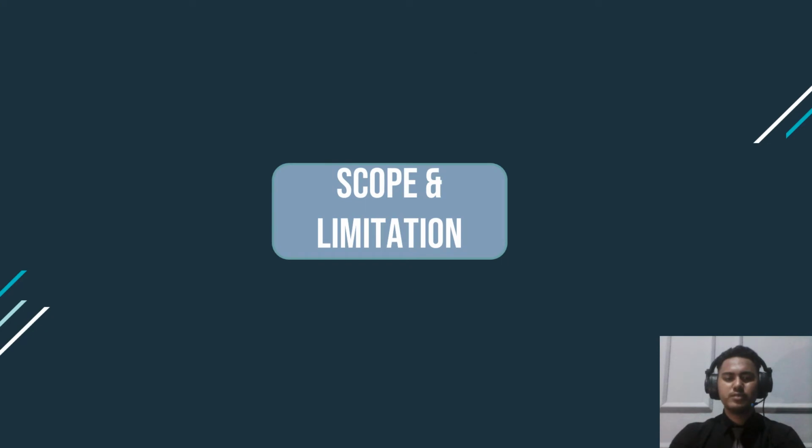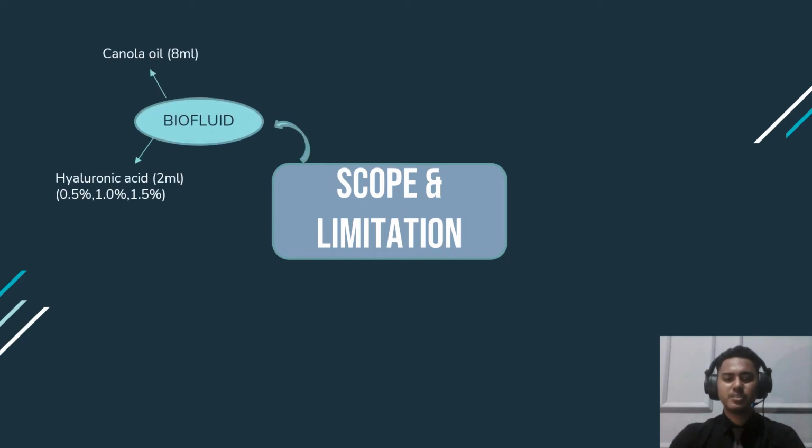Next is the scope and limitations in this project. First is the biofluids, where we will use the plant-based oil, which is canola oil, and the additive, which is hyaluronic acid, with the ratio 8:2 of 10 ml volume. The concentrations of hyaluronic acid that we use are 0.5%, 1%, and 1.5%.